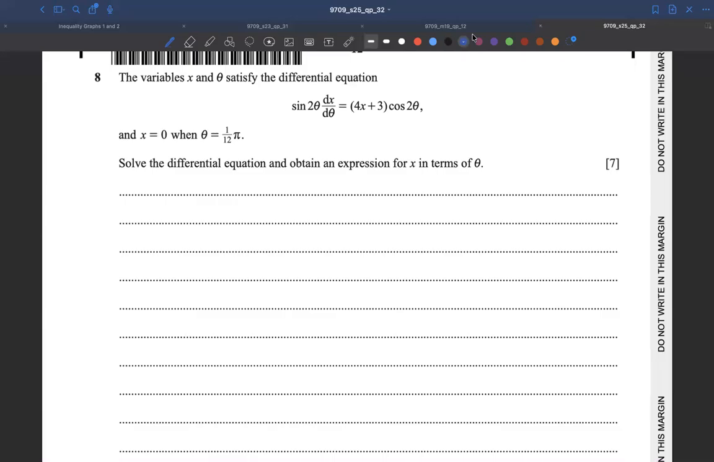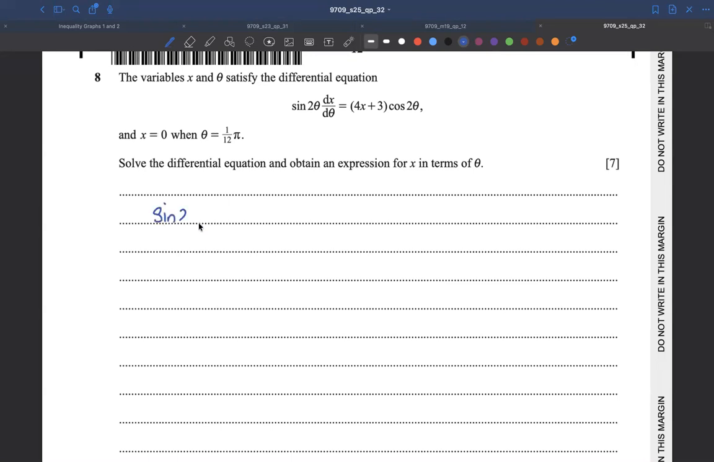In question number 8, the variables x and theta satisfy the differential equation, and that is sine 2 theta dx by d theta equals 4x plus 3 cos 2 theta, and x is 0 when theta is 1 upon 12 pi. We have to solve the differential equation and obtain an expression for x in terms of theta. So in the first step, we'll bring the theta terms together. So cos 2 theta will divide on the left hand side.